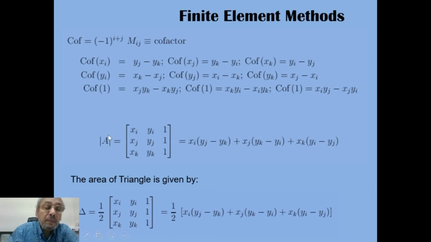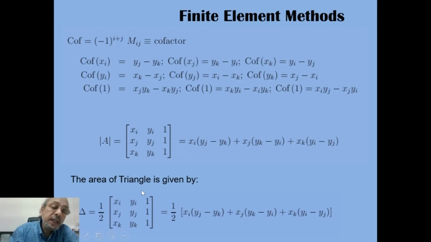Then we also determine the determinant of this matrix, and the determinant of this matrix is xi into yj minus yk plus xj into yk minus yi plus xk into yi minus yj.